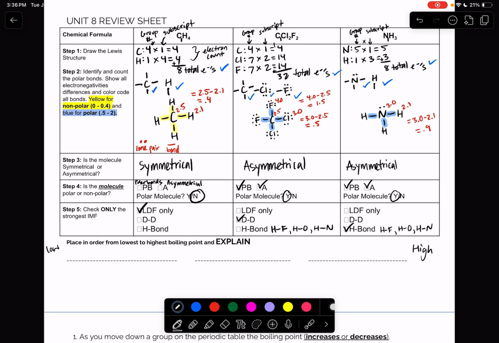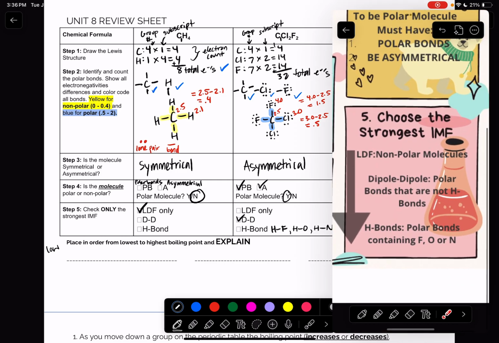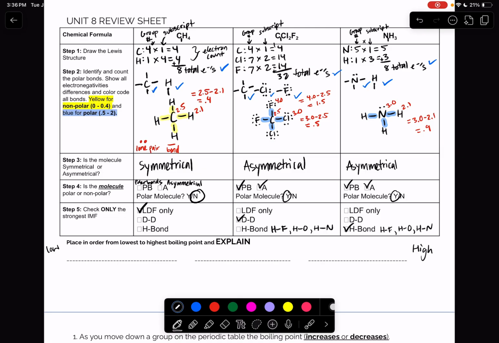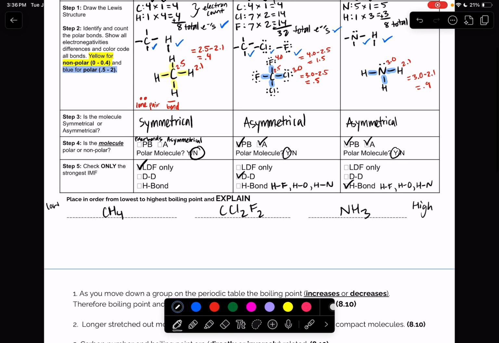So I'm basing it off this chart, which is showing you the direction in which this is increasing. LDF is the weakest, dipole is in the middle, hydrogen bonding is the strongest. Based off this, I should predict that CH4 is going to have the lowest boiling point. CCl2F2 is going to be in the middle, and then my NH3 is going to be the highest because it has an H bond. The other thing I'm going to do is now explain it, using the vocabulary, explaining what's happening.